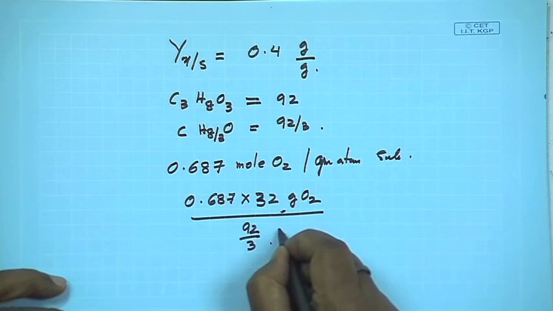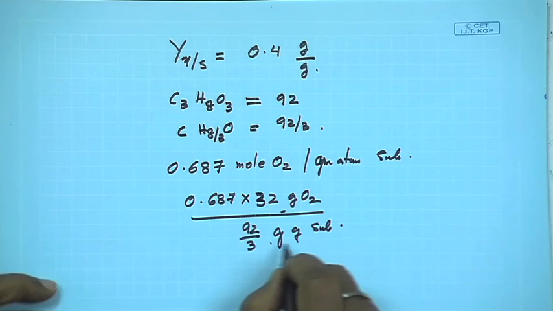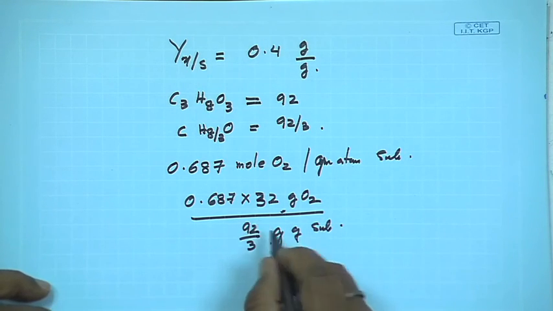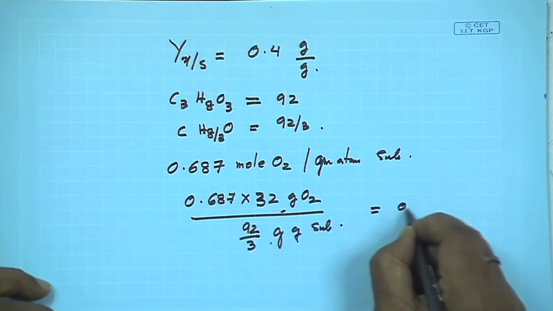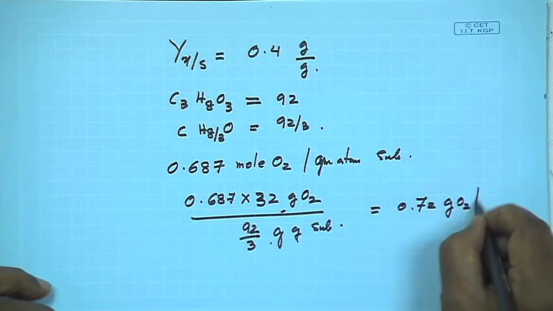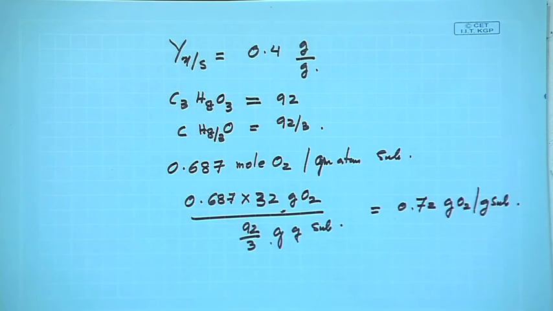So this is the gram of substrate. The weight of 1 gram atom of substrate is 92 by 3. If you divide by this, it comes to about 0.72 gram of oxygen per gram of substrate. So you can easily calculate this. This is not a problem for us.